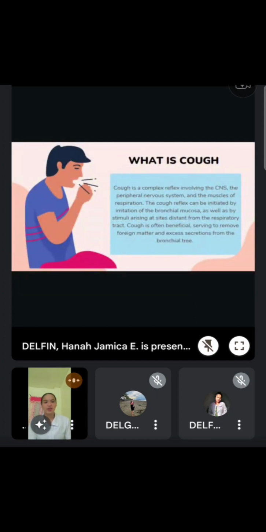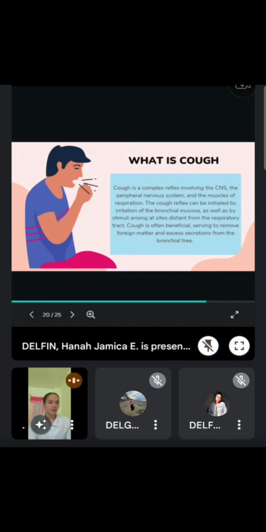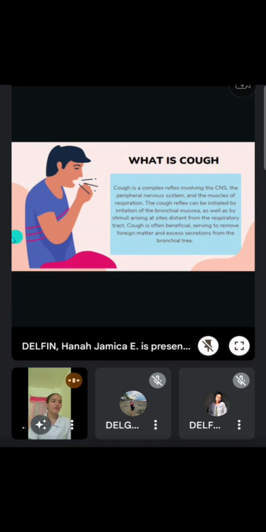Next is cough. What is cough? Cough is a complex reflex involving the CNS, the peripheral nervous system, and the muscle of respiration. The cough reflex can be initiated by irritation of the bronchial mucosa as well as by stimuli arising at sites distant from the respiratory tract. Cough is often beneficial, serving to remove foreign matter and excess secretions from the bronchial tree.